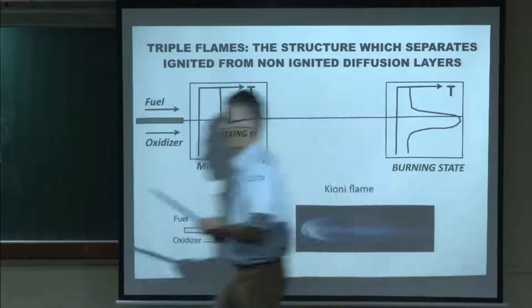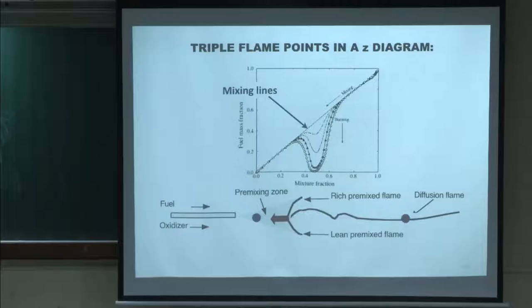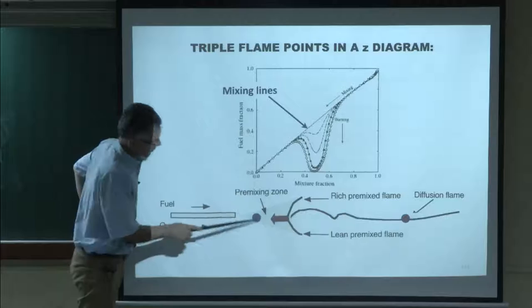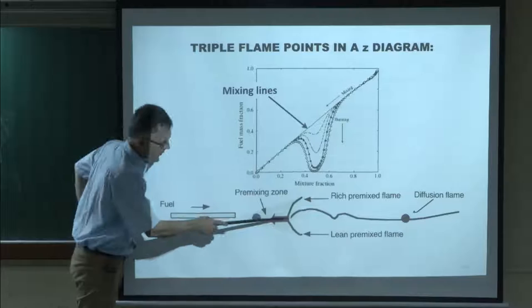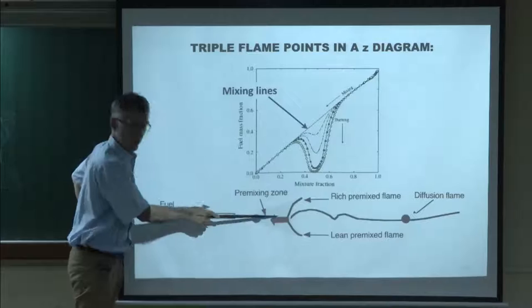Now you can compute these animals. This has been done now many times. You do a simulation. You can do that with DNS. And that really means that the triple flame is the structure of the flame which allows this flame to propagate here. And when the speed of the triple flame is equal to the flow speed, then the flame stops there. That's where the flame will remain.